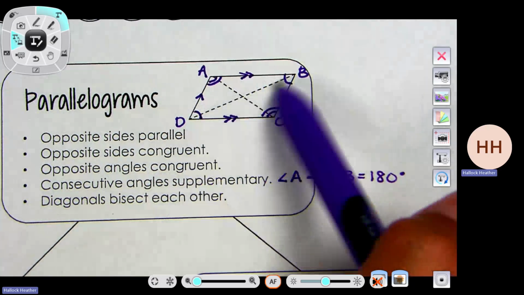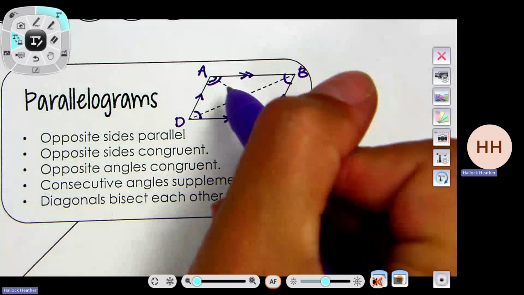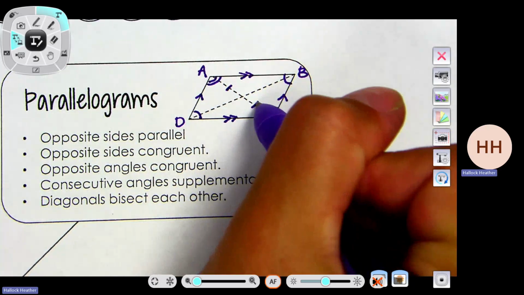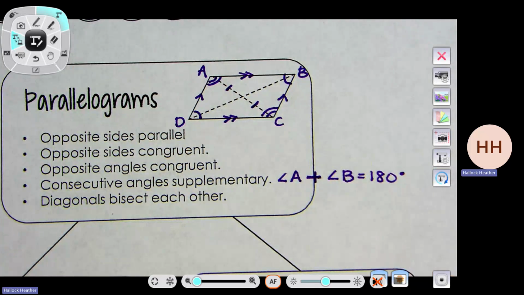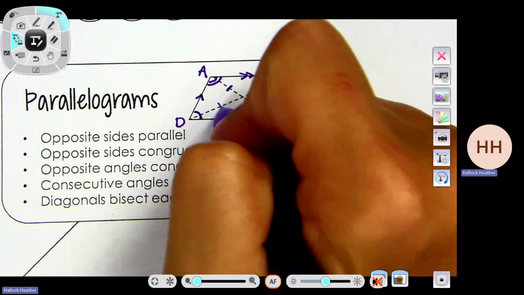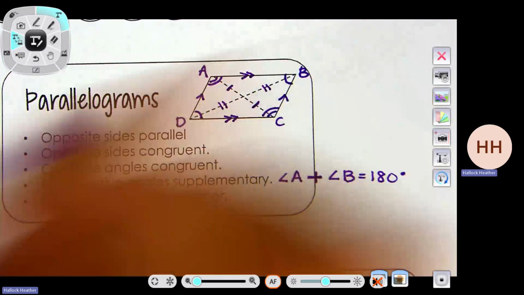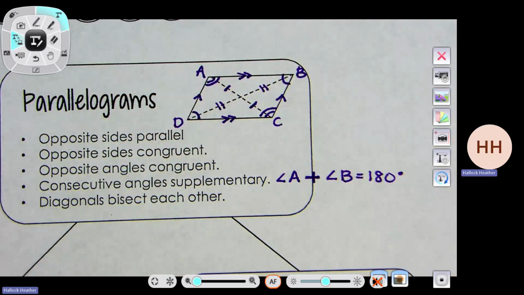And then the last thing that we're going to add is diagonals bisect each other. So these diagonals are not congruent to each other. The short piece matches the short piece, so we're going to put one tick mark and one tick mark. The long diagonal also splits in half, so we're going to put two tick marks because they are not the same amount. They are different lengths. Going from the longer corner to the longer corner, that one's longer than the shorter distance because they're not the same. Okay, so we are finishing parallelograms today.